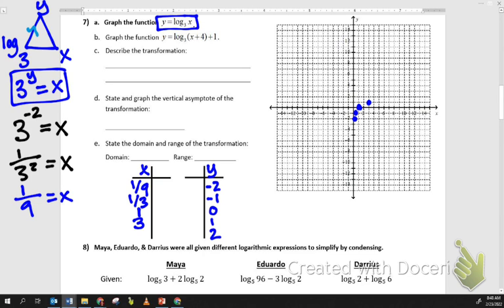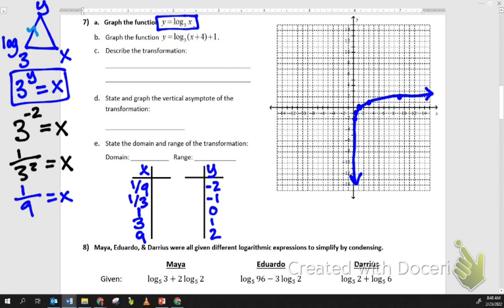And my last value for y would be 2. 3 squared is 9. So my final point is 9, 2. I would connect all of those points. So that's part A. Part A asks me to graph my log.